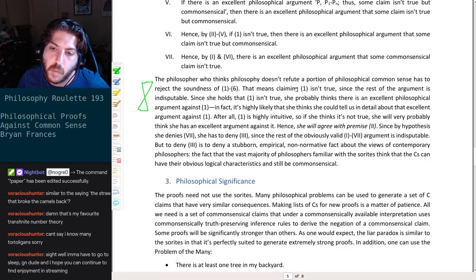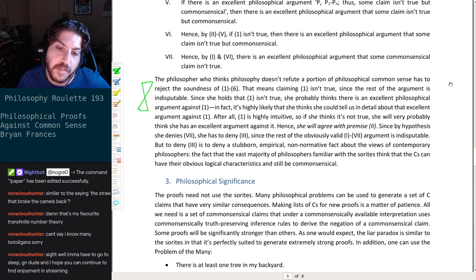Since she holds that 1 isn't true, she probably thinks there's an excellent philosophical argument against 1. In fact, it's highly likely that she thinks she could tell us in detail about that excellent argument against 1. After all, 1 is highly intuitive, so if she thinks it's not true, she will very probably think she has an excellent argument against it. Hence, she will agree with premise 2.